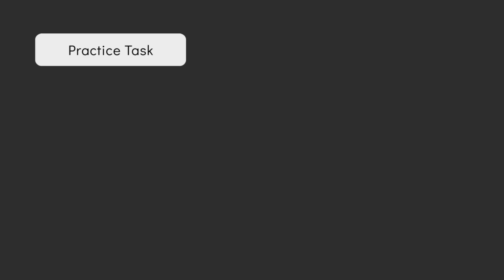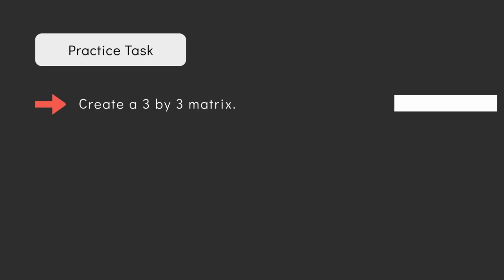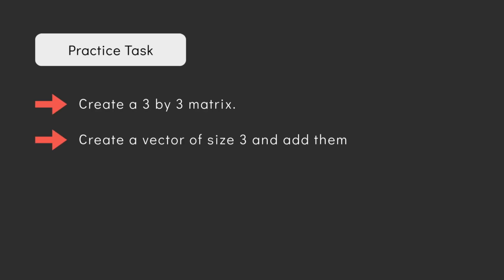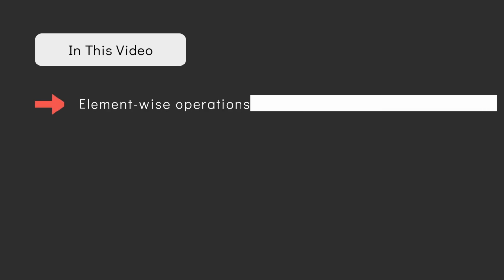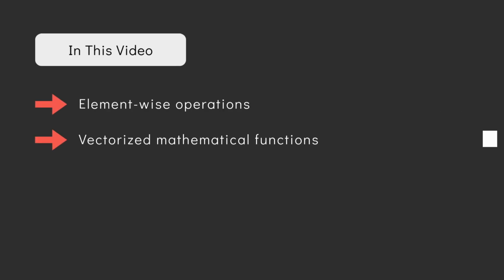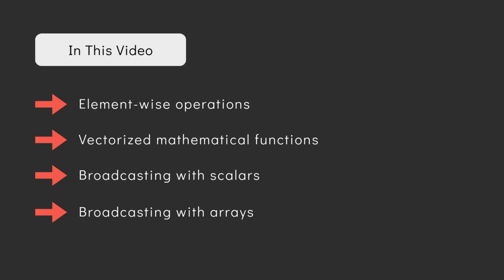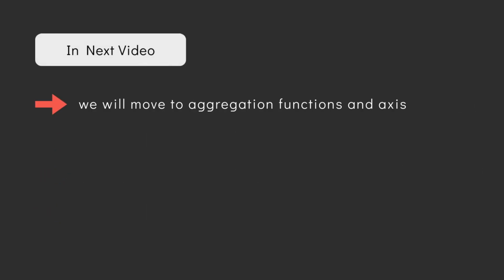You can take this as your practice task. Create a 3 by 3 matrix, create a vector of size 3, add them, then multiply each column by a different number using broadcasting. If you can do this without loops, you understand vectorization. So in this video we learned element-wise operations, vectorized mathematical functions, broadcasting with scalars, broadcasting with arrays, and basic broadcasting rules. In the next video, we will move to aggregation functions and axis.